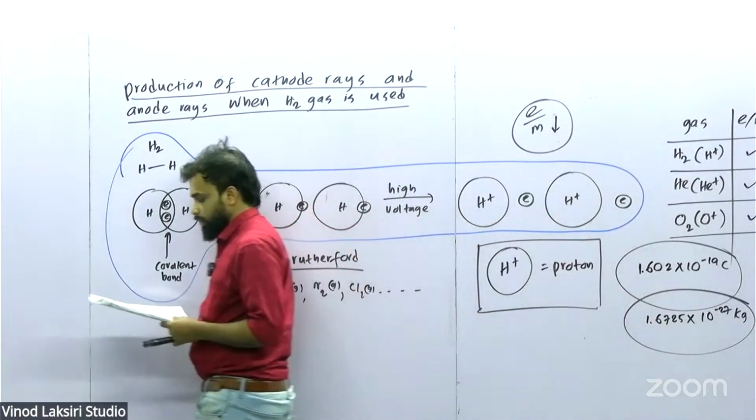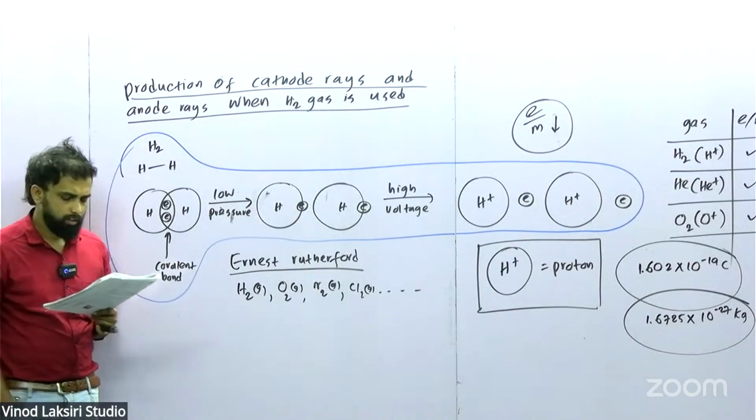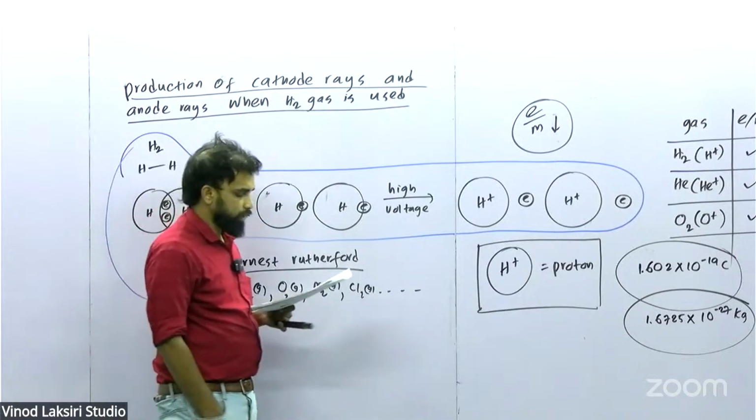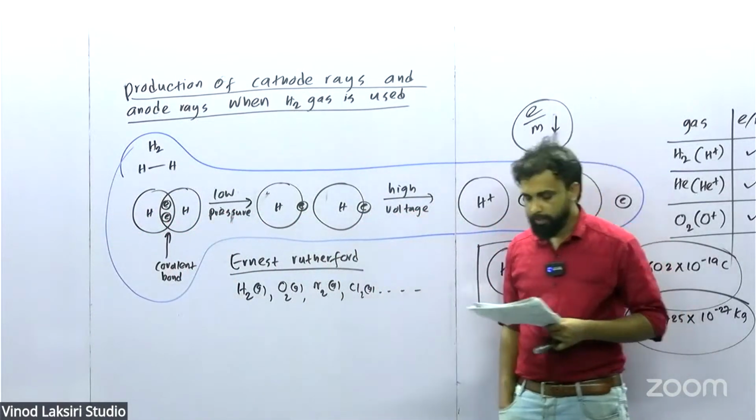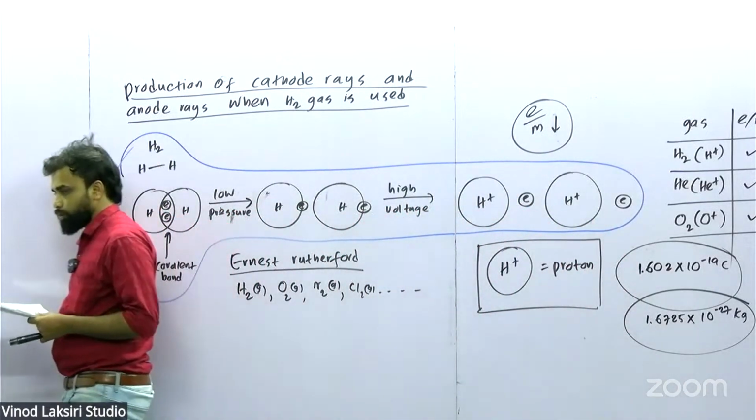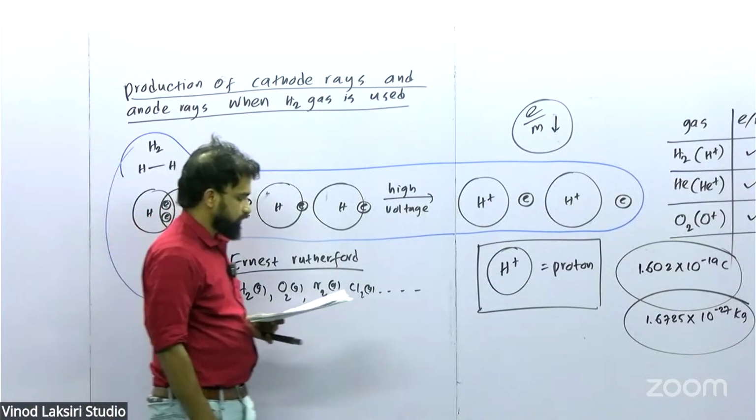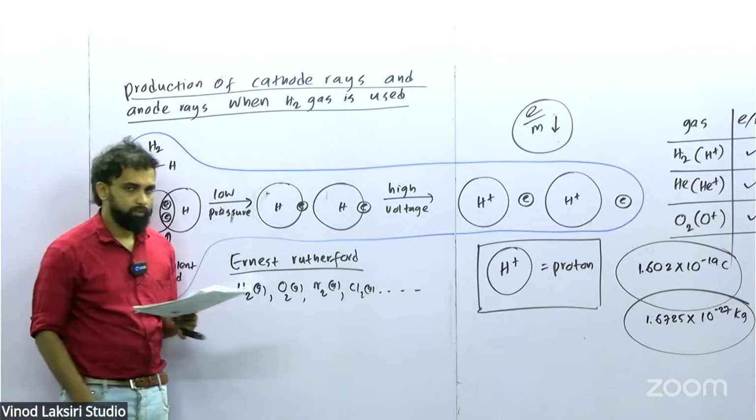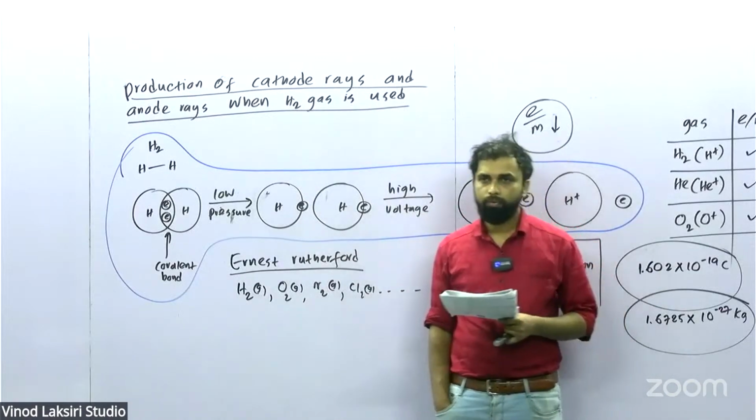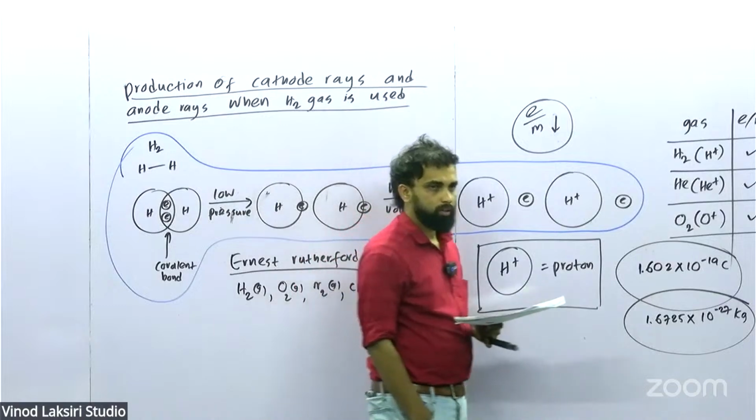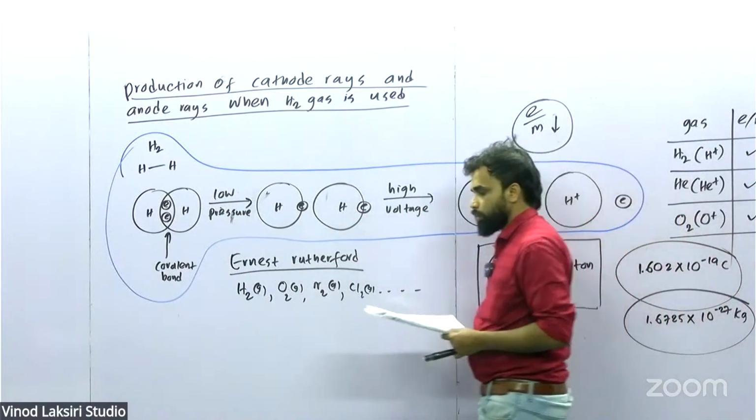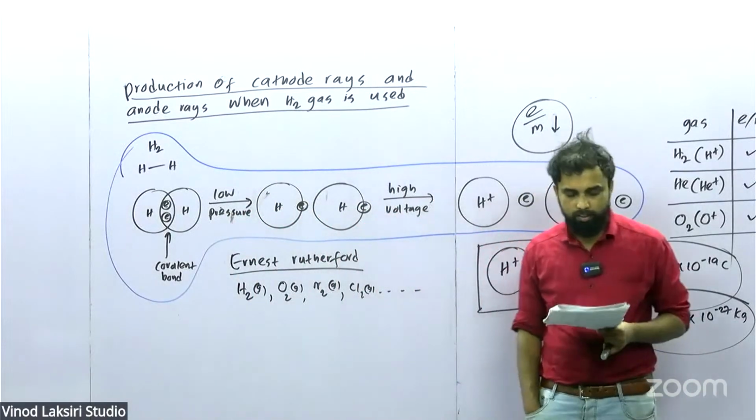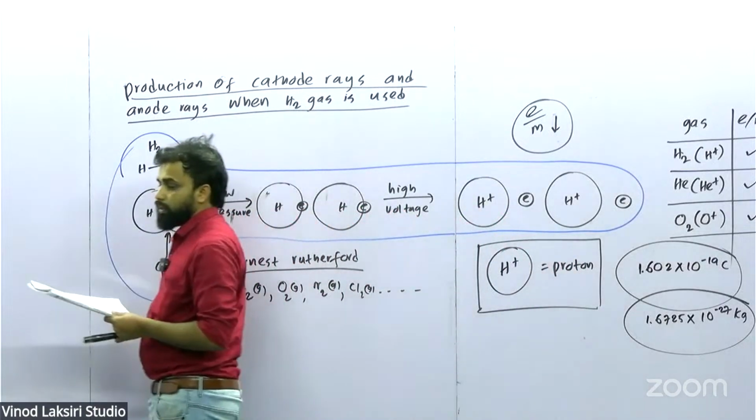Next, he observed that the mass of any positive particle is a whole number multiplication of the mass of the H plus ion.